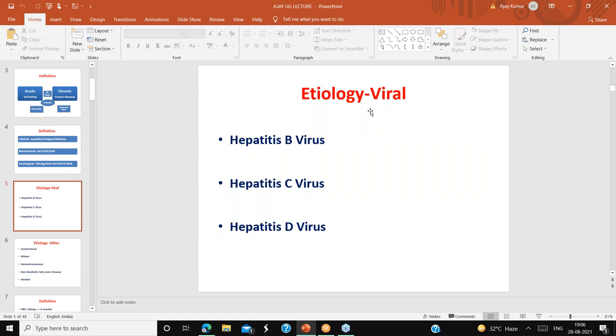So what are the etiologies of chronic hepatitis? The first important etiology is viral hepatitis. Now we all know there are two types of viral hepatitis, one acute and the other chronic. The acute ones, we all know, are hepatitis E and A. The chronic ones are hepatitis B virus, C, and hepatitis D virus.